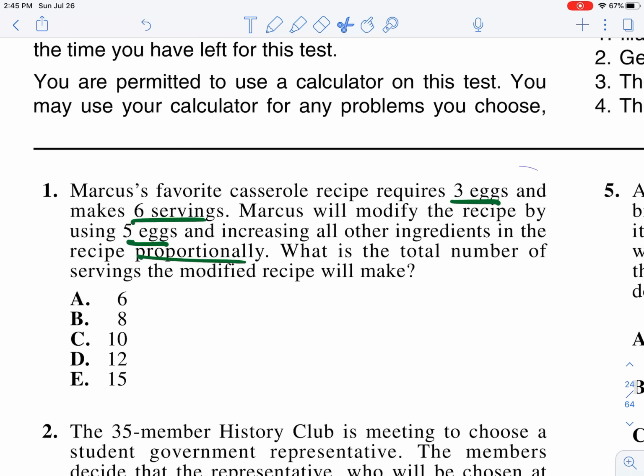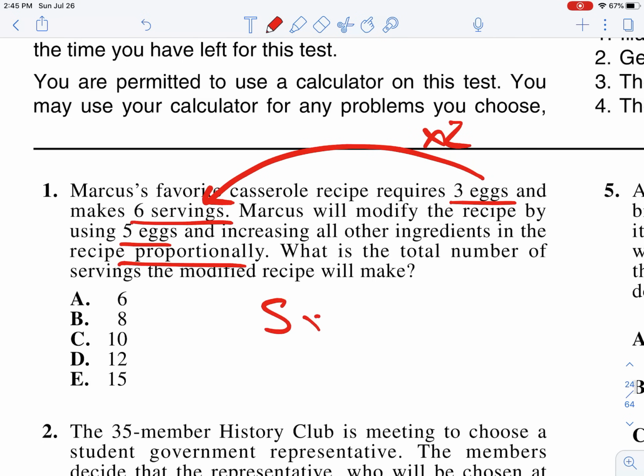So there's a couple ways to go about this problem. First thing you could do, kind of the easy cheat way, I guess you could say, is notice that whatever number of eggs you have, you get double that in terms of servings. And since it's a proportional increase, that means that there's a ratio. You're basically just going to do times 2 for whatever number of eggs. So if we take the number of eggs here and we times that by 2, we end up getting 10 servings. And I think that's what this problem is asking for. So your answer is C, which is 10.